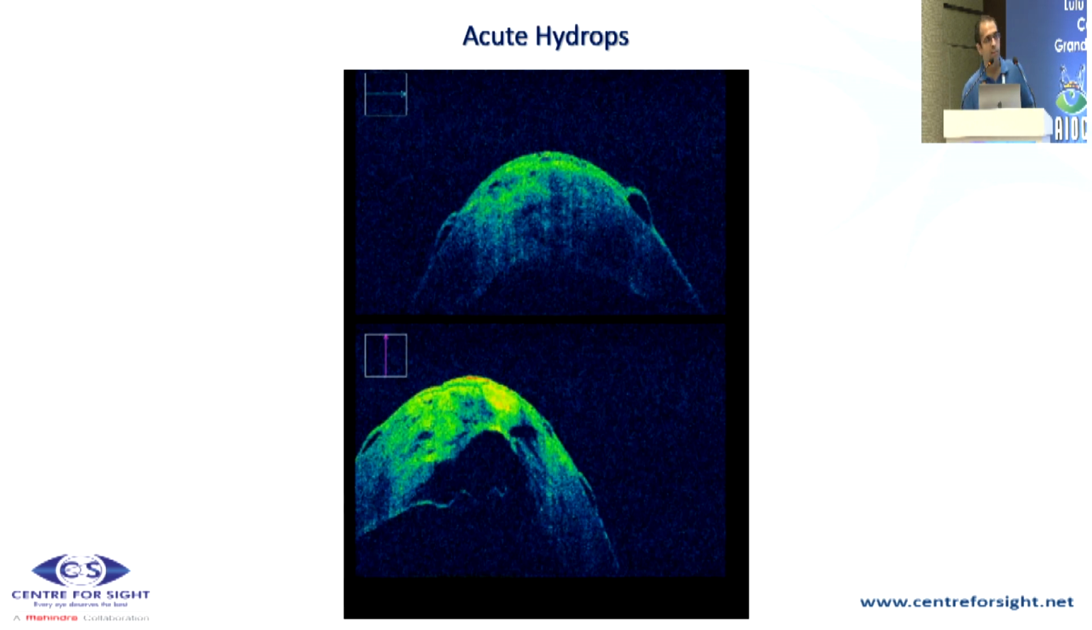So this is a case. This is an inbuilt microscopic AS-OCT showing an acute hydrops of a 28-year-old girl who came to us with sudden diminution of vision up to finger counting at half a meter. I'll show you a video of how we manage this.